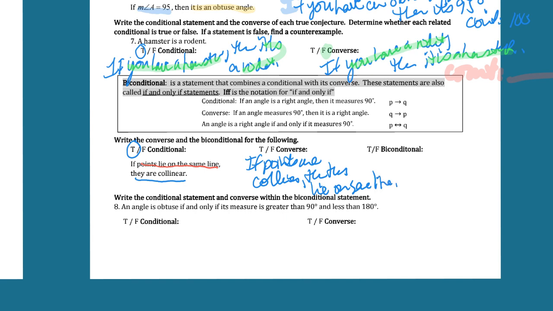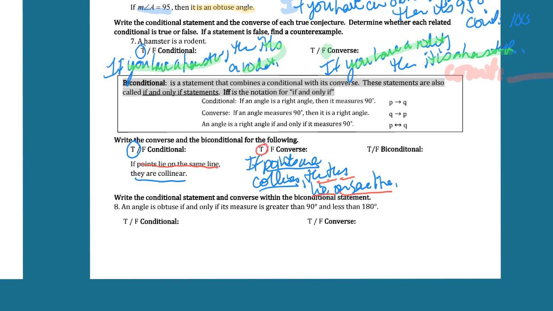If points are collinear, so we got the blue part first. If points are collinear, then what? Then they lie on the same line. That's what that says. So you flip that. Is that true? Yeah. If points are collinear, of course they lie on the same line.